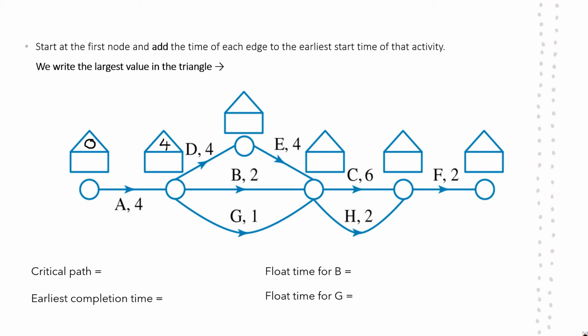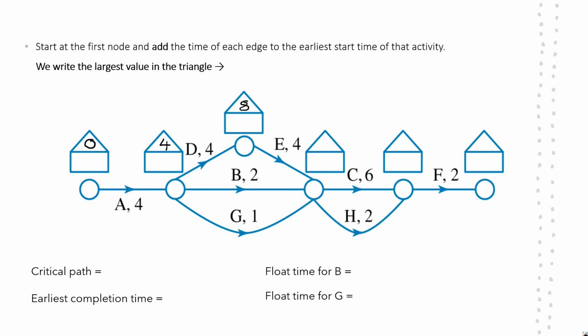If I'm scanning from left to right, the next house that occurs is this one after D. So we need to write the cumulative total as we run. So 4 minutes have passed for A, now 4 minutes have passed for D, giving us a total of 8 minutes passed.